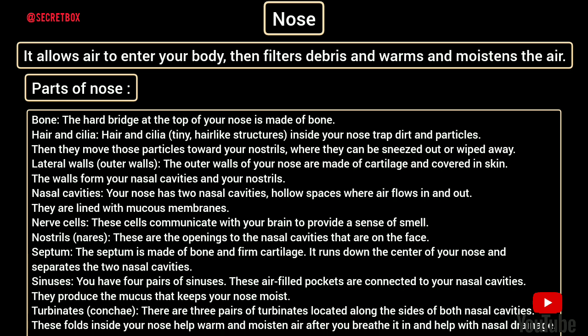Turbinates, also called conchae. There are 3 pairs of turbinates located along the sides of both nasal cavities. These folds inside your nose help warm and moisten air after you breathe it in and help with nasal drainage.